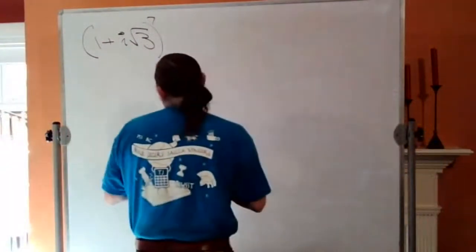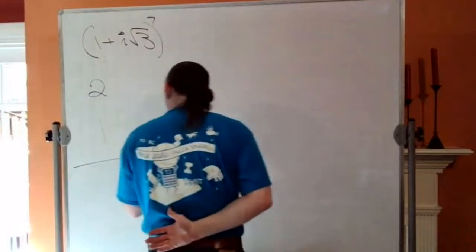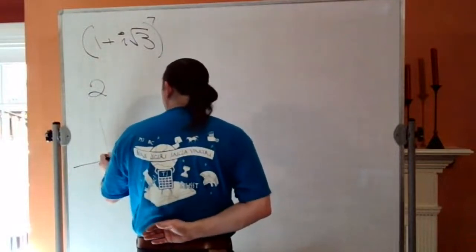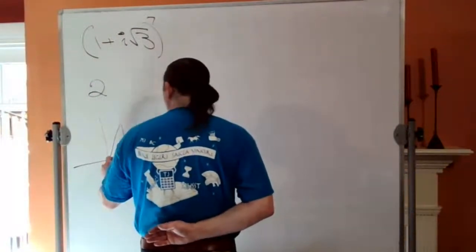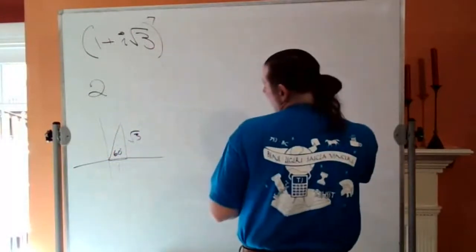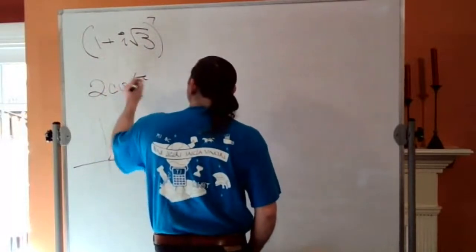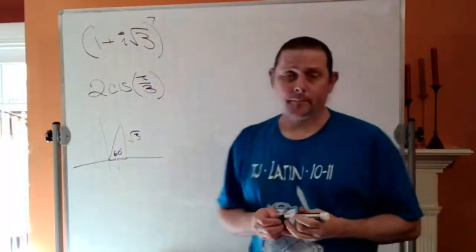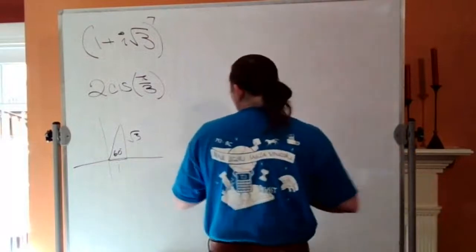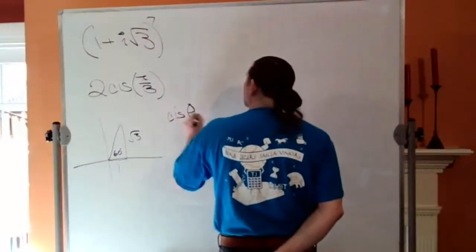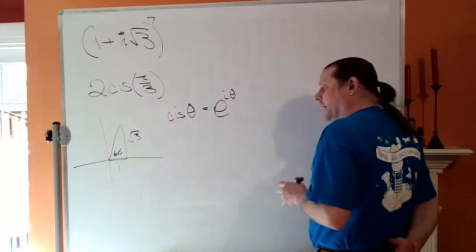So the way we're going to do this is we're going to say the modulus of this number is 2, and then we're going to graph where it is in the complex plane. It obviously is 1 over square root of 3 up, this is a 60-degree angle. So that means that this number is 2 cis pi over 3. Now, as we saw on Tuesday, cis theta is equal to e to the i theta.